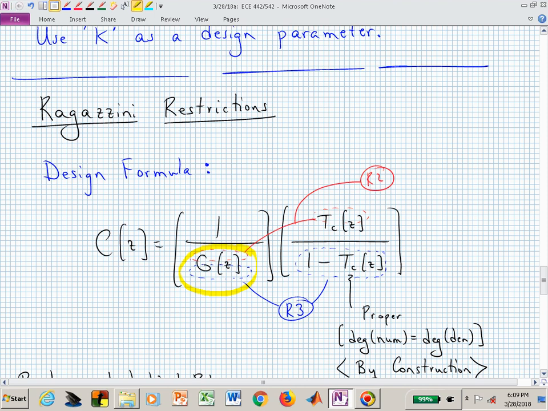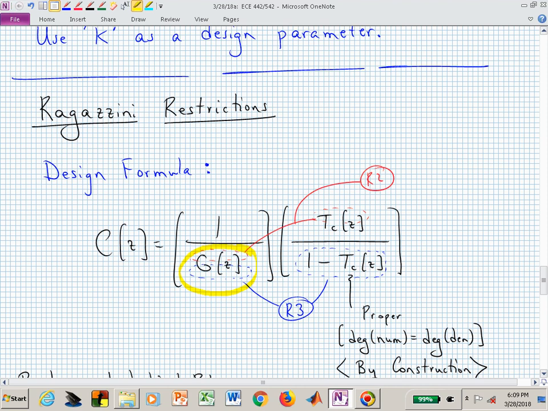Similarly, if you had unstable poles in g of z that I've hashed in blue, you now need zero factors in the 1 minus t sub c of z to cancel those.